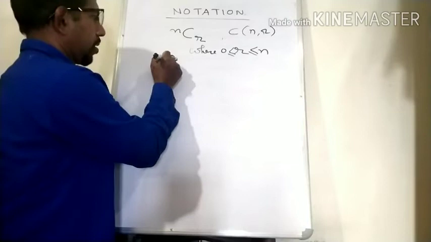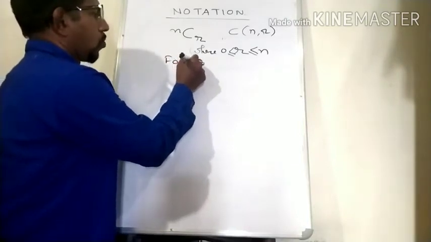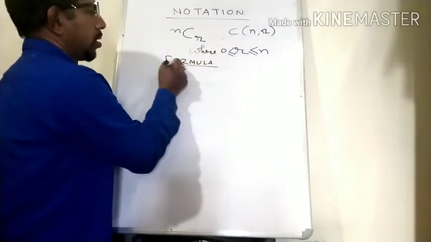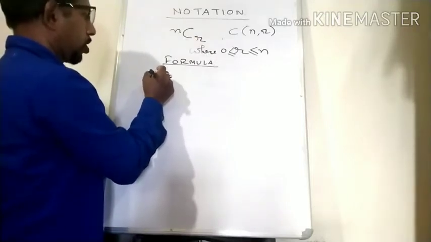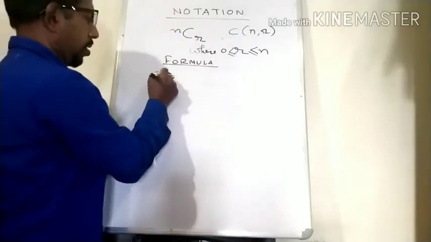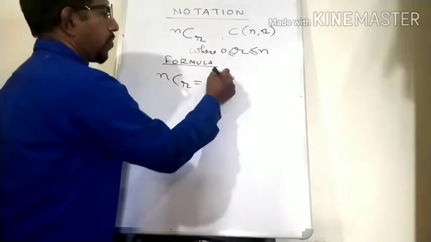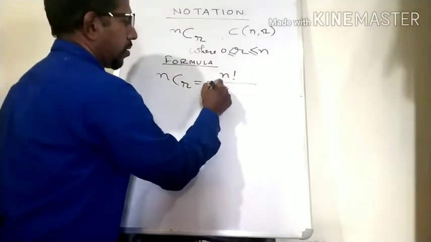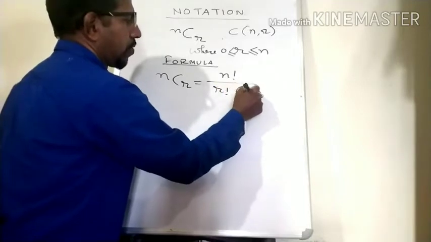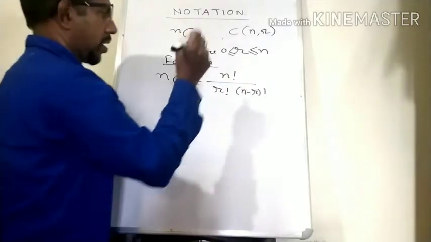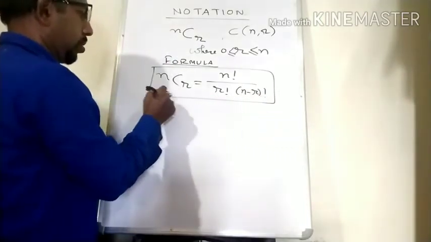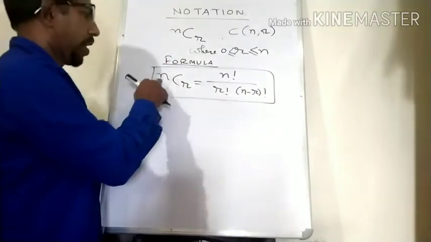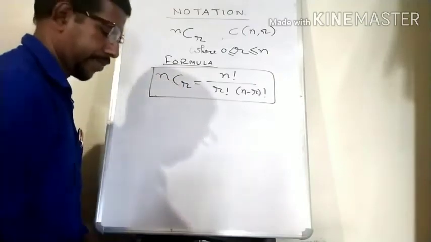Now the formula. What is the formula to find the number of combinations of n objects r at a time? nCr will be factorial n divided by factorial r into factorial n minus r. This is the formula to find combinations of n objects r at a time.